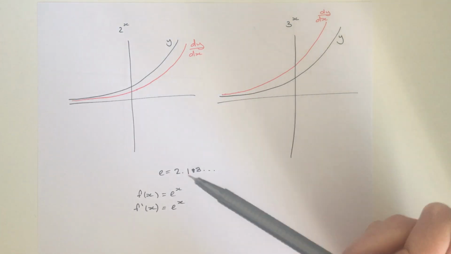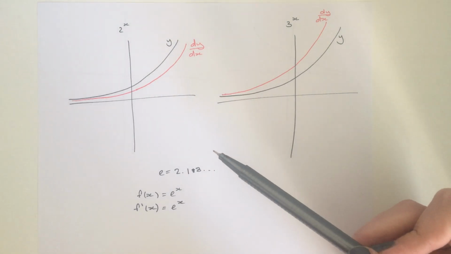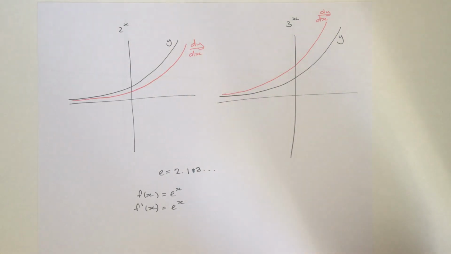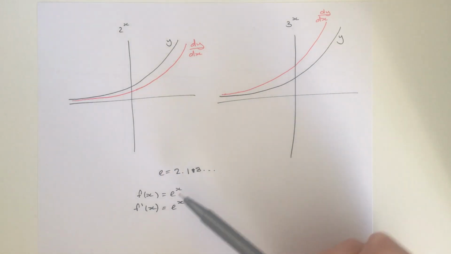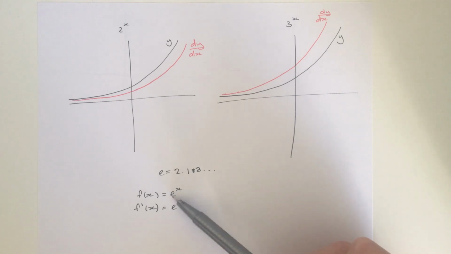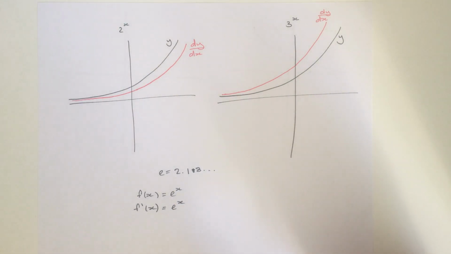And what this tells me is somewhere in between 2 and 3, as this moves up and as this moves down, you're going to get that sweet spot where the derivative function is equal to the function itself. And this is what happens at this number e. So when we have e to the x, the derivative function is exactly the same, and these two lines will lie on top of each other.